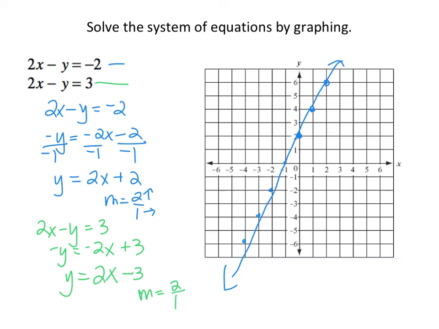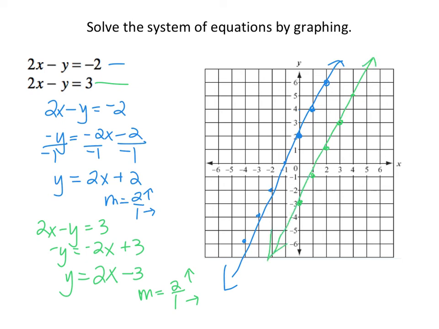My y-intercept is negative 3 and my slope is 2, making that a fraction, I'll make it 2 over 1, which means I'm going to go up 2 and 1 to the right. So starting at negative 3, up 2, right 1, up 2, right 1, all the way across, and then I will do this.